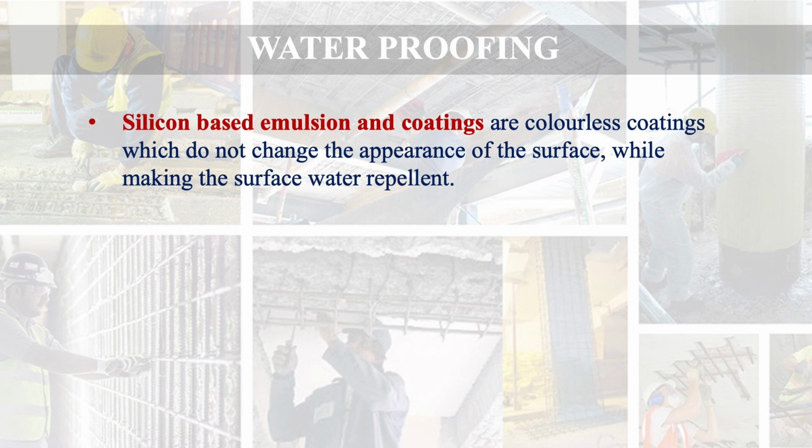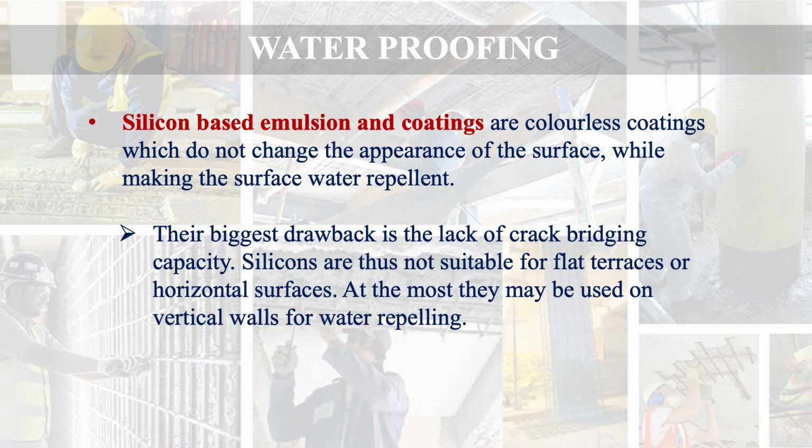Now we move to another type of coating, silicone based emulsion and coatings. These are colorless coatings which do not change the appearance of the surface while making the surface water repellent. But their biggest drawback is the lack of crack bridging capacity. Silicones are thus not suitable for flat terraces or horizontal surfaces. At the most, they may be used on vertical walls for water repelling.